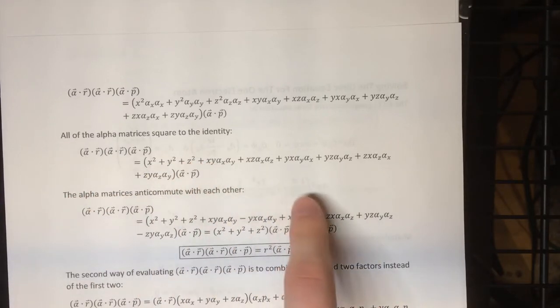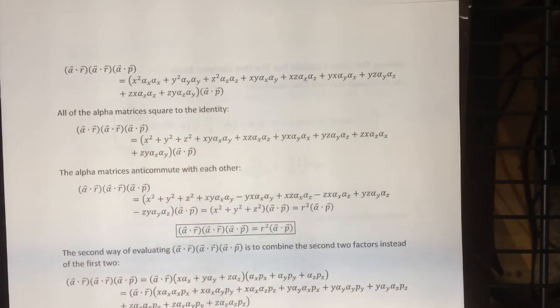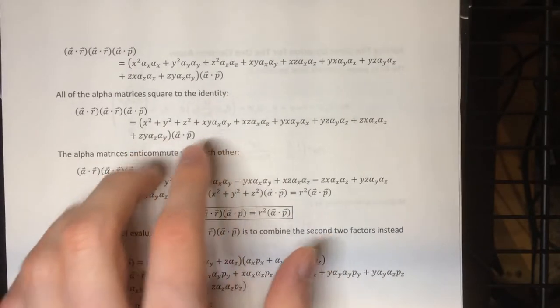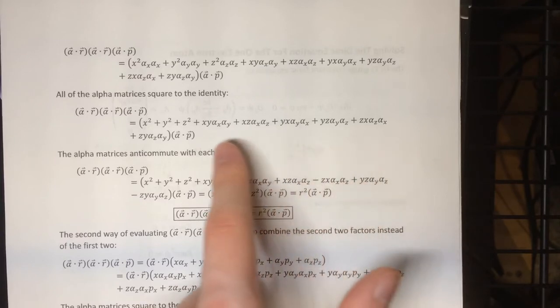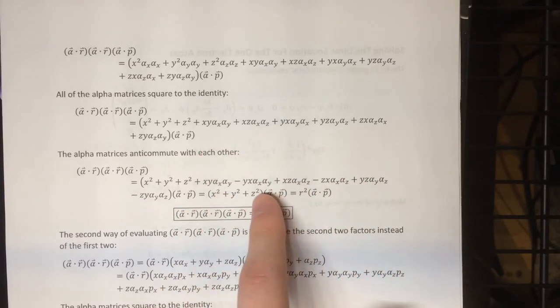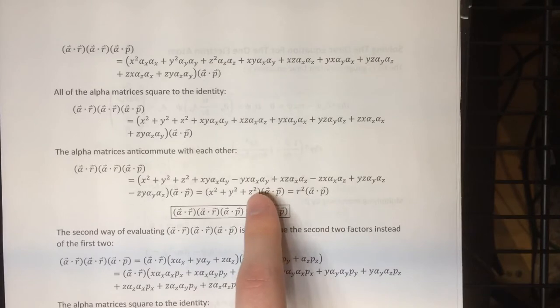The rest of the terms are kind of interesting, because what we can do is pair them up so that the only thing different between the two is the order that the alpha matrices appear in.